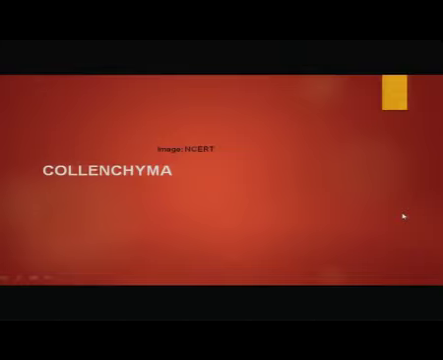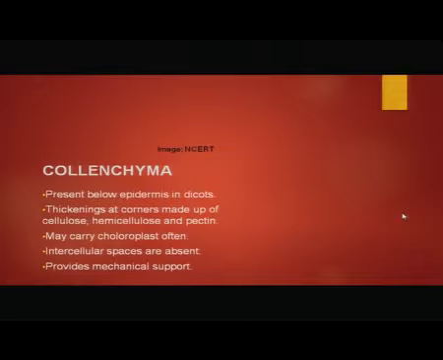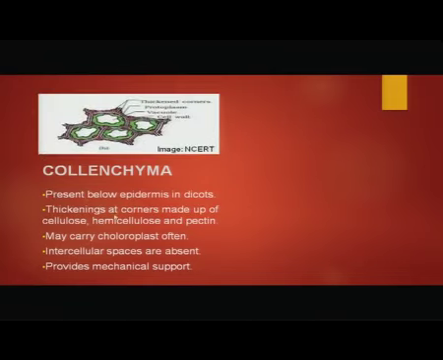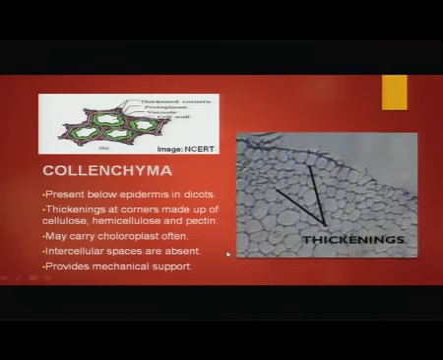Moving on, let us see the Collenchyma. The Collenchyma is present below the epidermis in dicots, and there are thickenings at the corners. These thickenings are made up of cellulose, hemicellulose and pectin. They may sometimes have chloroplast also. Intercellular spaces, however, are absent, and they provide mechanical support.